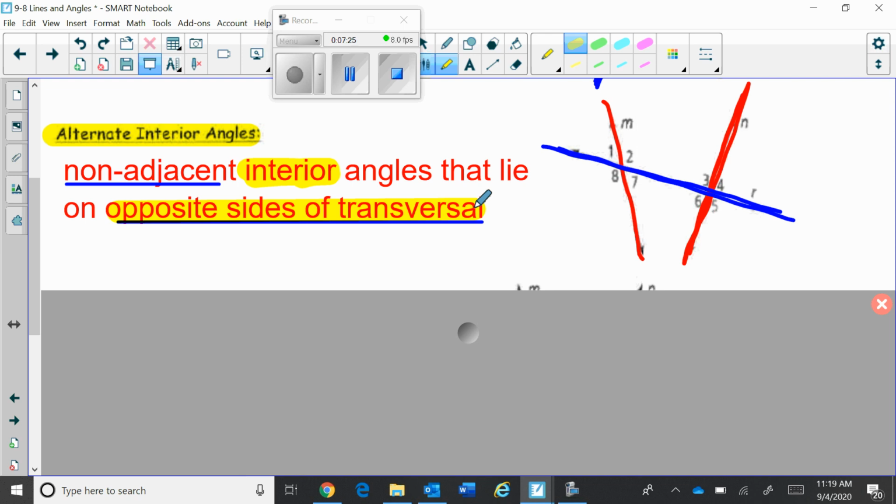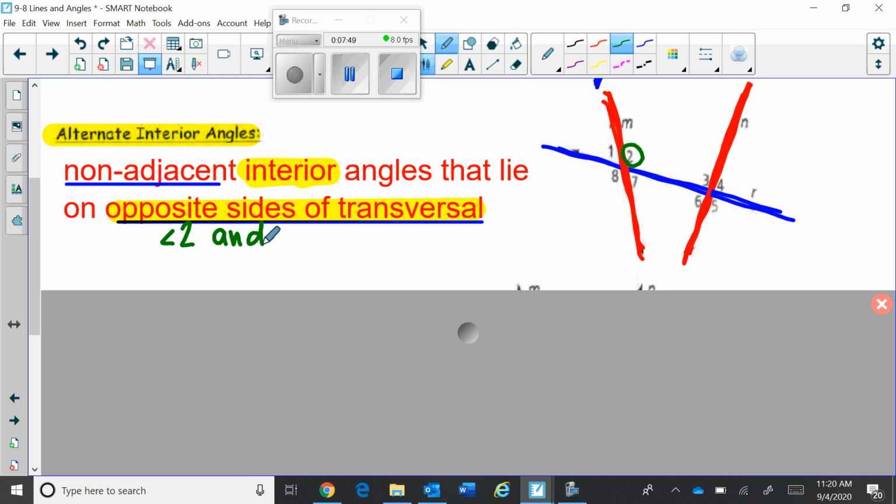Those are the big key ones. First, we are on the inside of our transversal, so we are in between the two red lines. We're inside them. Our inside angles are 2, 3, 7, and 6. Let's choose one angle as an example. Let's choose angle 2. Our pairs would be angle 2.